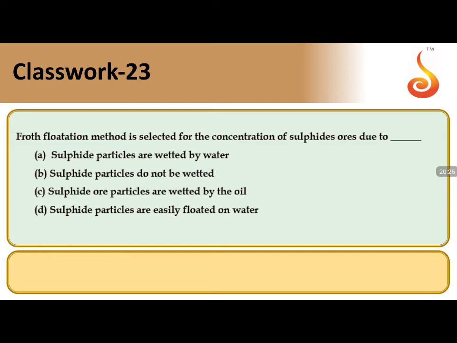23rd question. Froth flotation method is selected for concentration of sulfide ores due to, what is froth flotation? Difference in the wetting nature. Oil plus water will be there. Ore goes into the oil, impurity goes into the water. So the wetting nature of ore and impurity differ. So we can see the sulfide ore particles are wetted by the oil. This is the answer where the froth flotation process can be explained. So the answer should be option C.